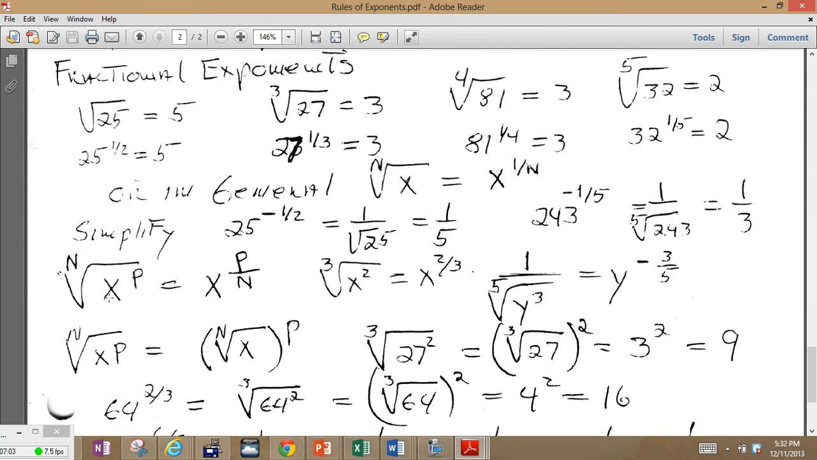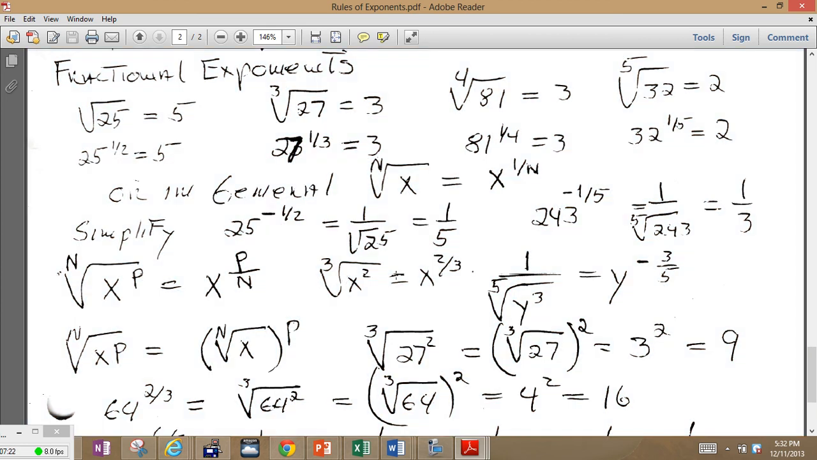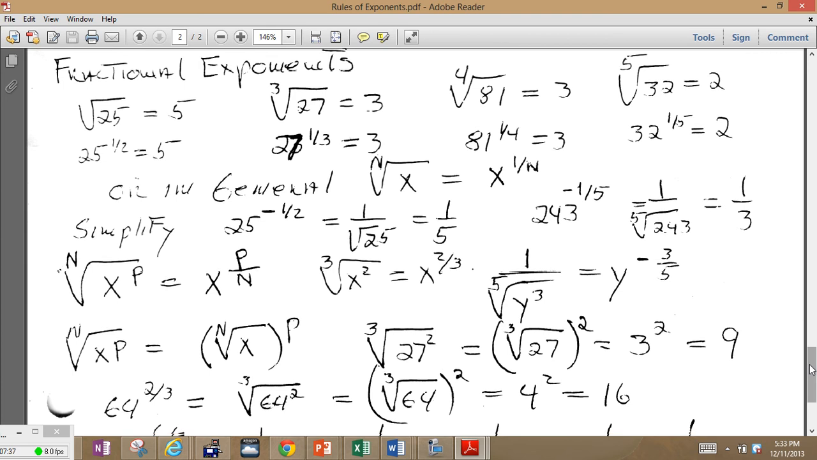The nth root of x to the p is a radical expression, which translates into an exponential expression, x to the p over n. As in another example, the cube root of x squared is x to the 2/3 power. You should be able to translate back and forth with those. Okay? Going the other direction, 1 over the 5th root of y cubed is y to the negative 3/5 power. You should be able to interpret that, okay?